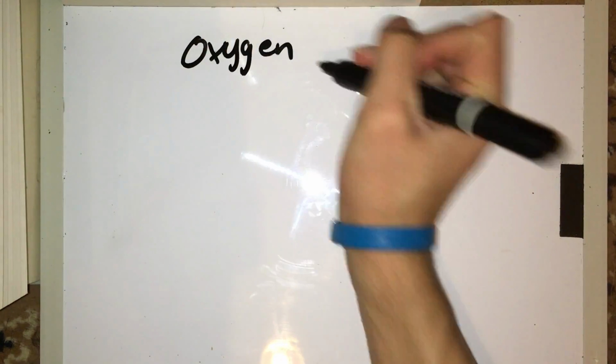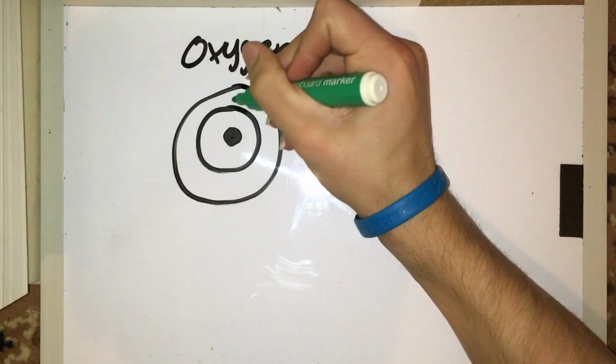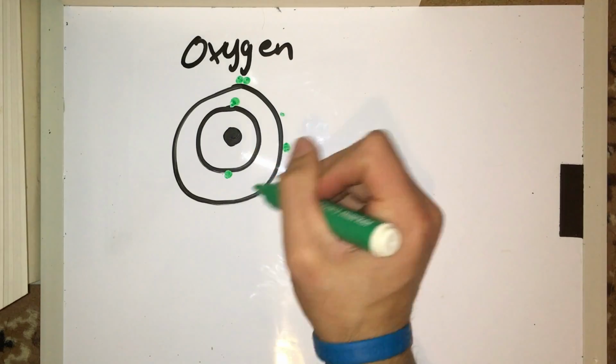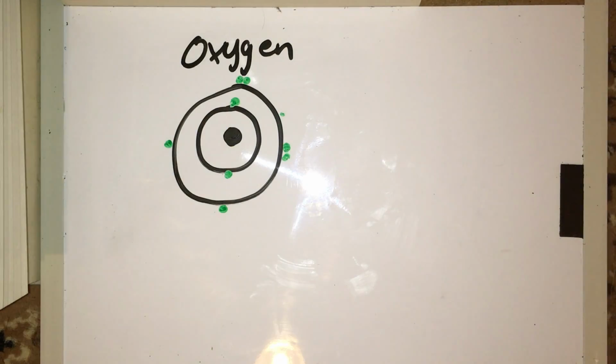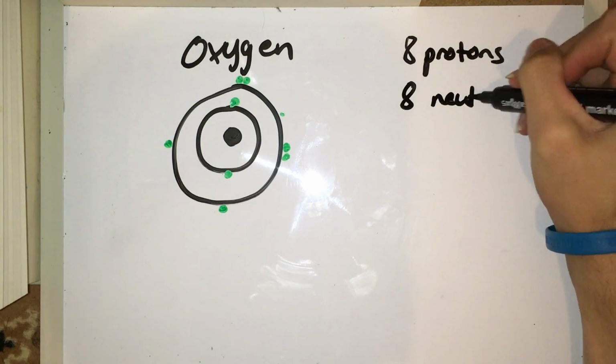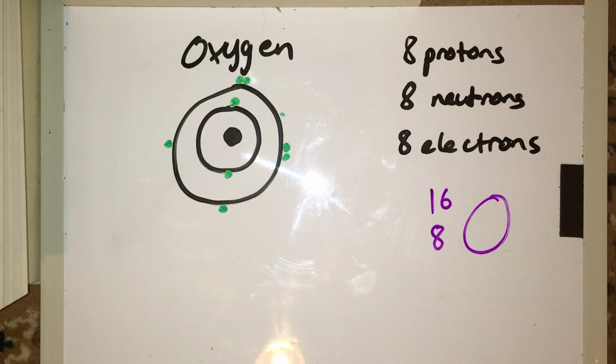Oxygen. Oxygen is a highly reactive, colorless, odorless, tasteless substance often found in the form of a gas. An oxygen atom has 8 protons, 8 electrons, and 8 neutrons. It has an atomic number of 8 as it has 8 protons, and an atomic mass of 16 as it has 8 protons and 8 neutrons, both with a mass of approximately 1.